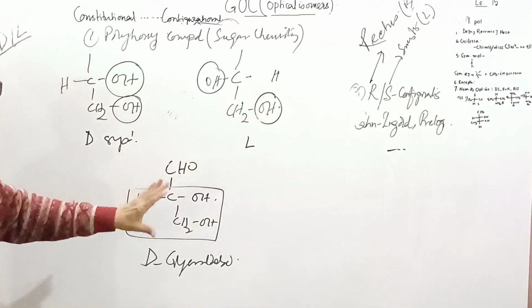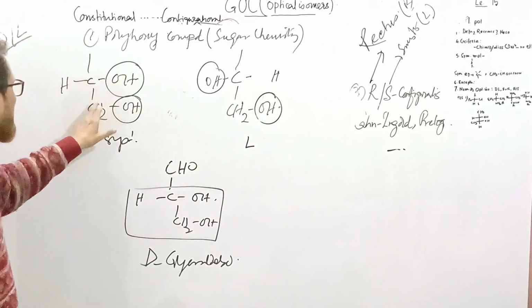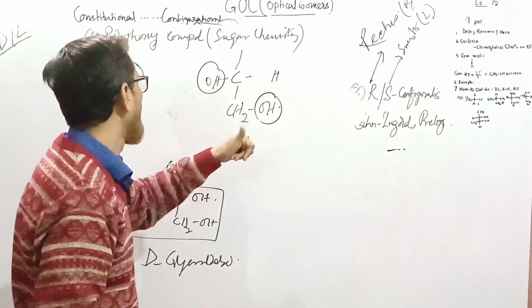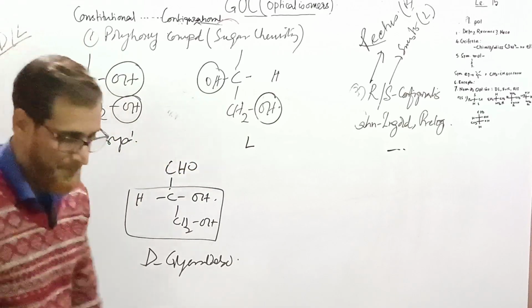So D-glyceraldehyde, D-glucose, L-glyceraldehyde, L-glucose. The name has been derived with the system of CH2OH and CHO. If they are on the same side, they are D. If they are on opposite sides, they are L. Hence, it is a relative structure.